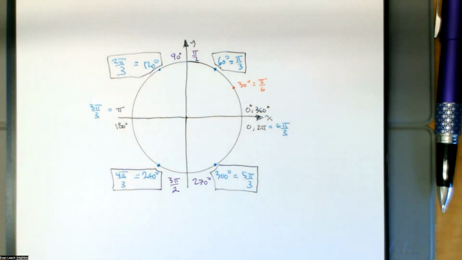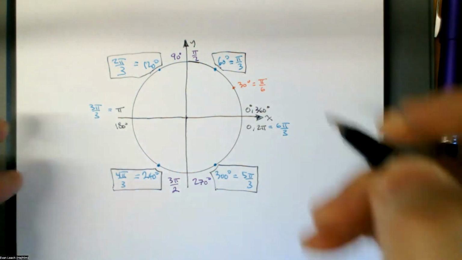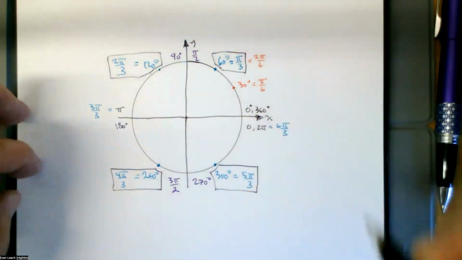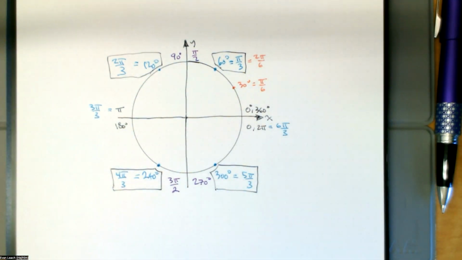We're going to count around the circle in 30 degrees. So 30 degrees is pi over 6. 2 30s is 60. We've already got that one covered. So there's 1 pi over 6. This is 2 pi over 6. But we got a better name for that. 2 pi over 6 simplifies to pi over 3 because we're awesome at fractions. And 2 30s is just 60.